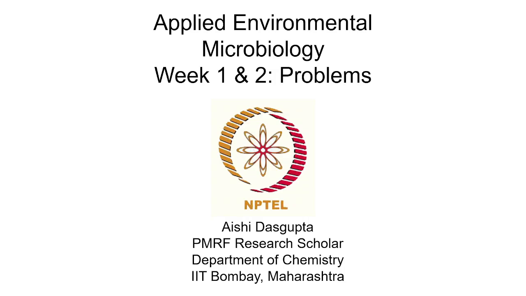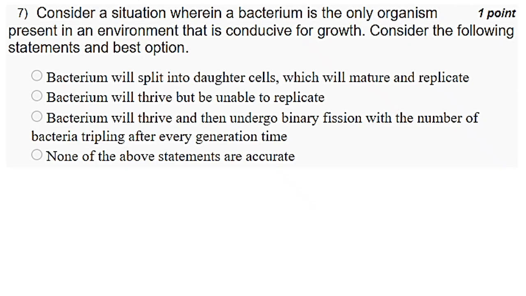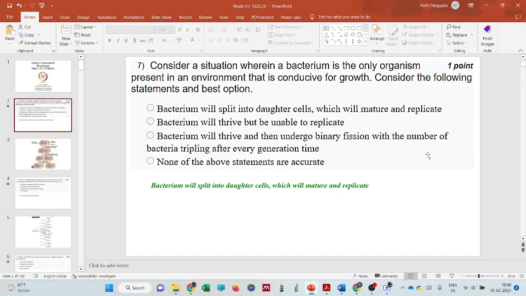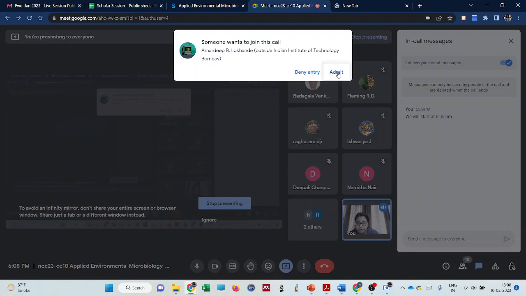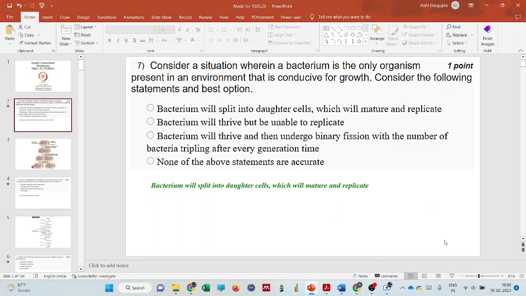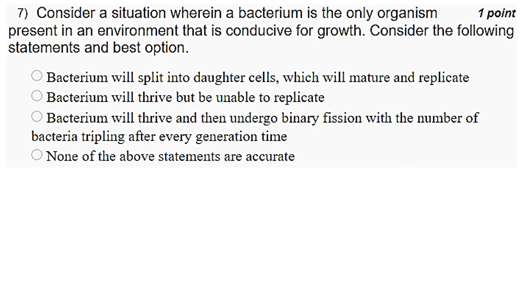Moving on to the first question, I'm changing my slide. The question is, consider a situation wherein a bacterium is the only organism present in an environment that is conducive for growth. Consider the following statements and choose the best option. Sorry guys, there'll be a little bit of interruption in the middle because I'll have to admit people as and when they come in. So what do you think is the best option?